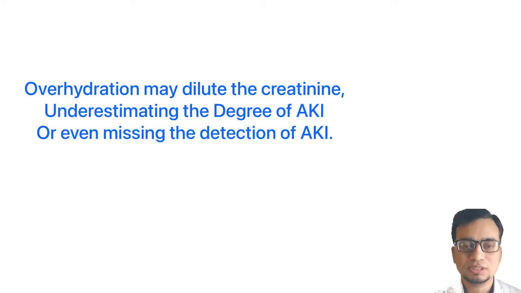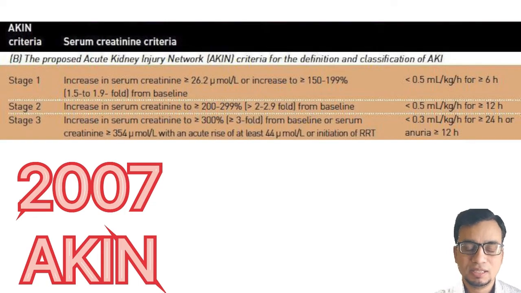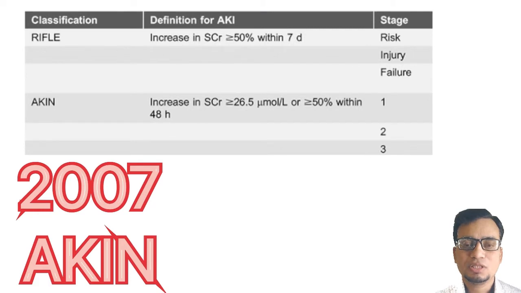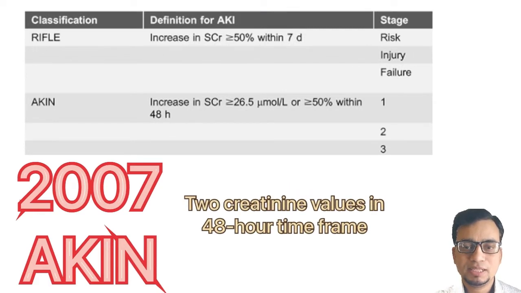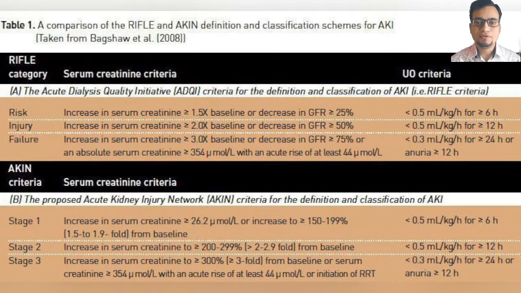That is the reason in 2007 AKIN criteria were proposed, which was a modified version of RIFLE in which the true GFR was replaced by an estimated GFR, which was acceptable, and baseline creatinine was not needed and was replaced by two creatinine measurements taken in a 48-hour time frame. Another main advantage of AKIN over RIFLE was that the definition was applied after an adequate hydration status was achieved. Though AKIN was tested to be more sensitive than RIFLE criteria, it could not show a greater prognostic value.